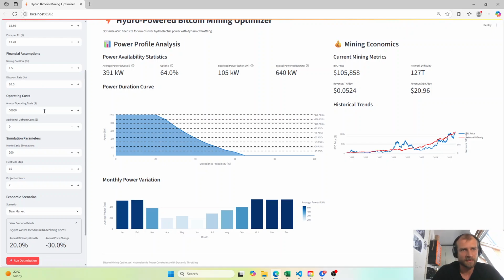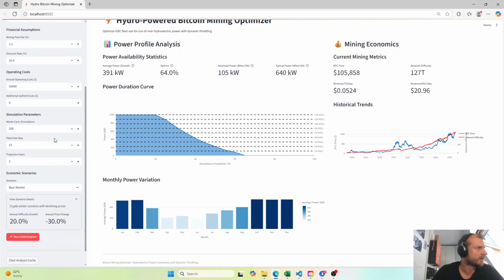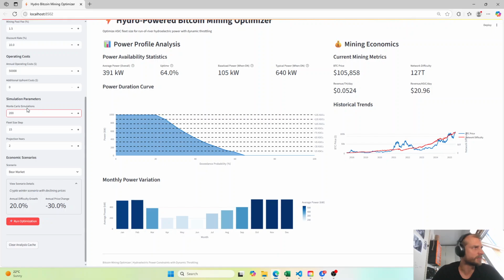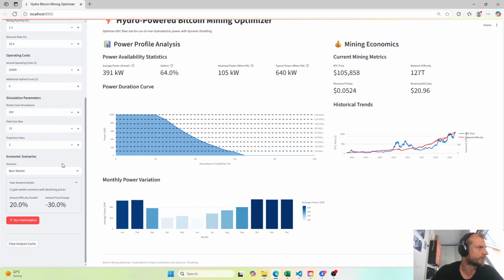Your operating costs. In this specific case, we know that running the hydropower station would bring 50,000 in annual costs. And if there are any other upfront costs like a container or anything else, you can put them in there. The number of simulations you can put at 2,000. We can leave it at 200 now just to execute faster. Fleet steps, not so important. Projection years, let's do a 5-year projection plan.